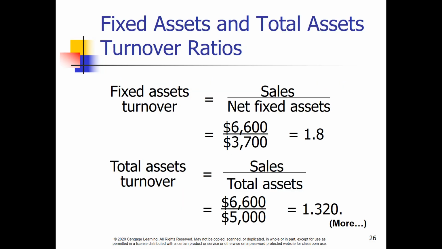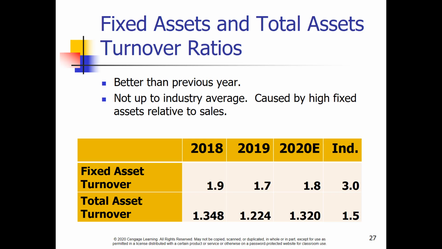Both these turnover ratios measure how well management is using assets to generate sales. Again, these must be compared to something to be relevant. This slide says it all. Fixed asset turnover is significantly better, but much below the industry average, as is total asset turnover. Too much accounts receivable and inventory.